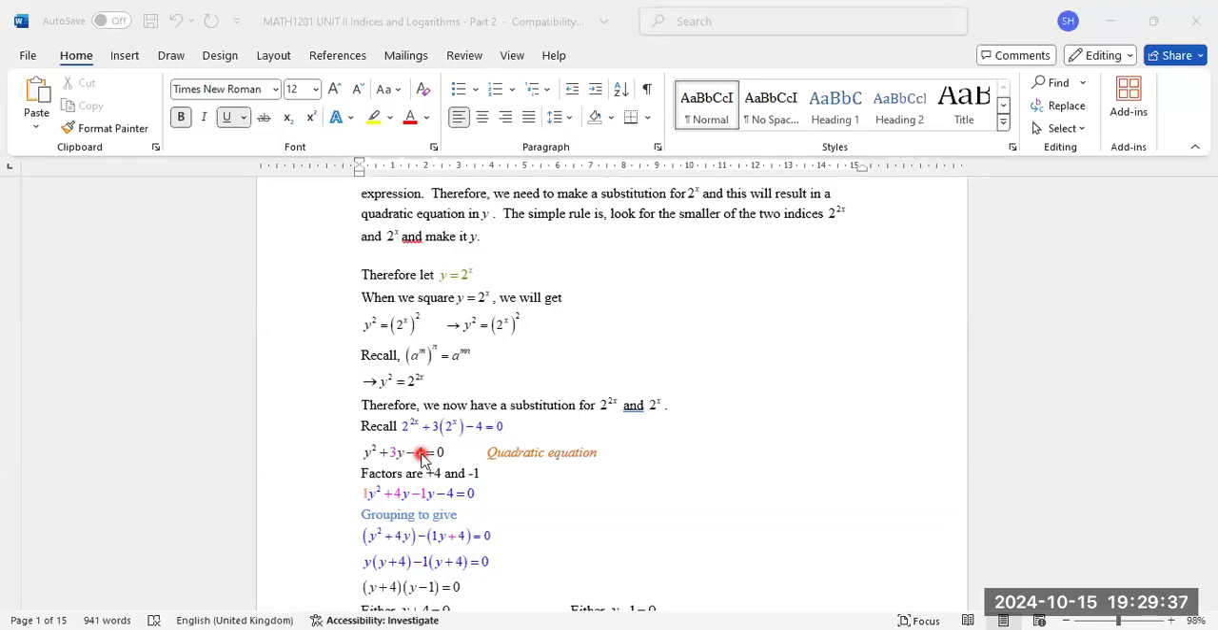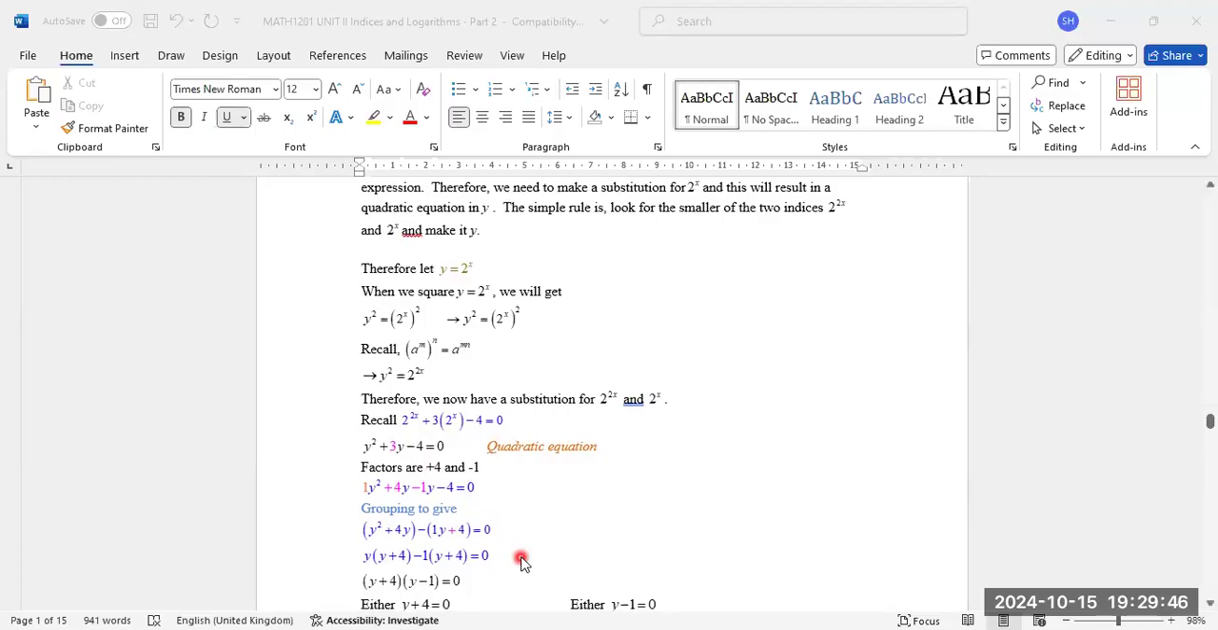So now, my quadratic equation says y squared plus 3y minus 4 equals 0. I must factorize. So I'm multiplying the coefficient of y squared by the constant: 1 times negative 4 is negative 4. I need two numbers that, when multiplied, give negative 4, but when added, give my middle number, positive 3. Anybody can see those two factors? What are they? Positive 4 and negative 1. Correct.